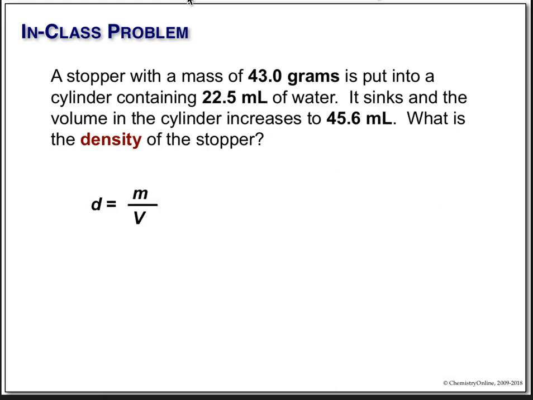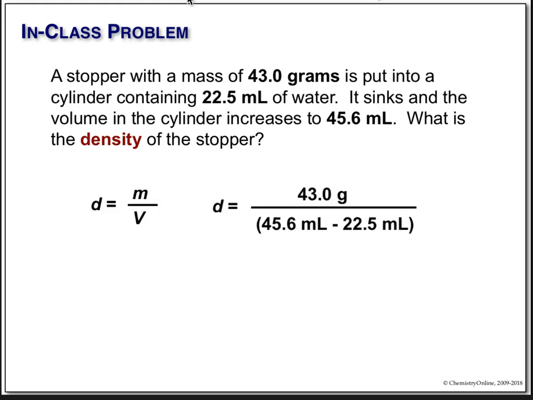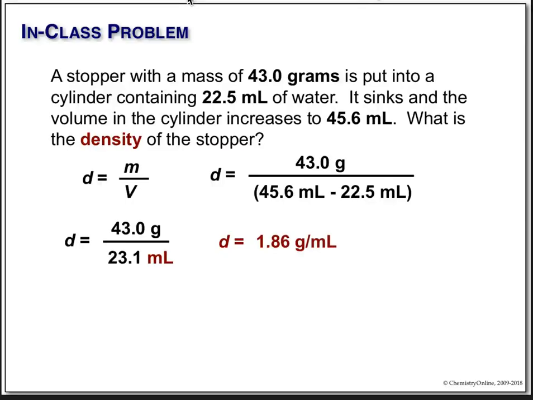Representative numbers, mass divided by volume. Our final and initial values here, this is the mass. Do our division. Remember, we're measuring this in milliliters, but that's the same as cubic centimeters. Our density would be 1.86 grams per milliliter or grams per cubic centimeter. Same thing. Any questions?